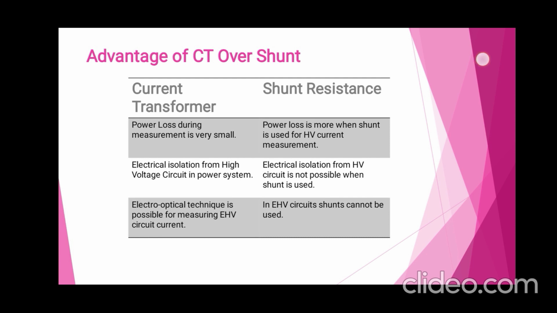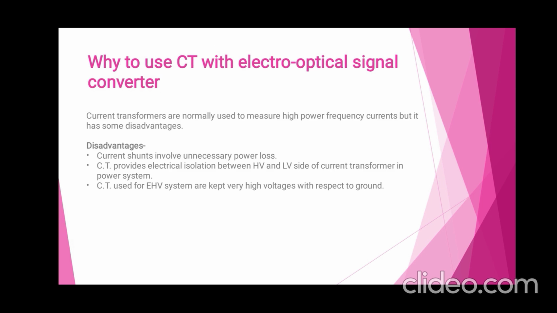Now let's see why to use CT with electro-optical signal converter. As we have discussed, CT is a better choice than shunt resistance, but CT alone cannot tackle all the problems. CT has disadvantages like: it is a high loss type of transformer due to the large air gap, and it is not suitable to use as a power transformer. Also, the open circuit secondary voltage is very high and dangerous. The secondary must be kept shorted to prevent hazards.